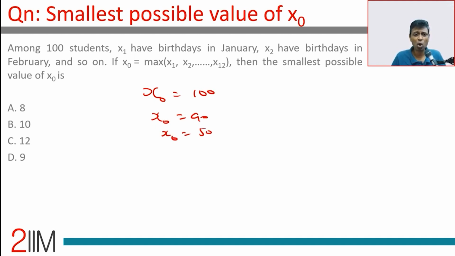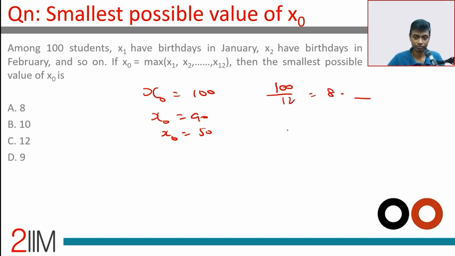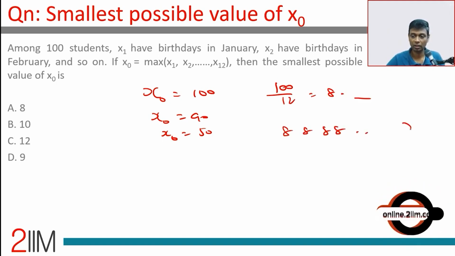We want to find the smallest possible. x0 cannot be 3, because if x0 were 3, x1 to x12, all of them being 3 also, will get a total of only 36. x0 will be lesser when the numbers are as close to each other as possible. 100 by 12 is 8 point something. So you can have a bunch of 8s. 12 8s take us to 96.